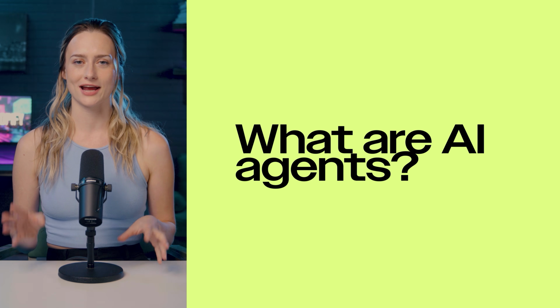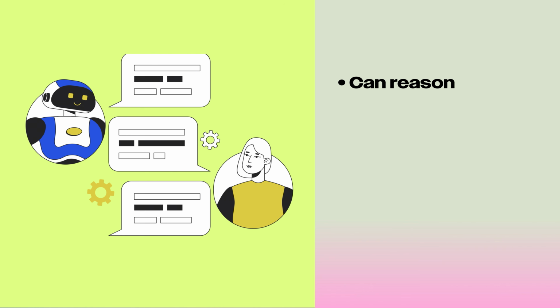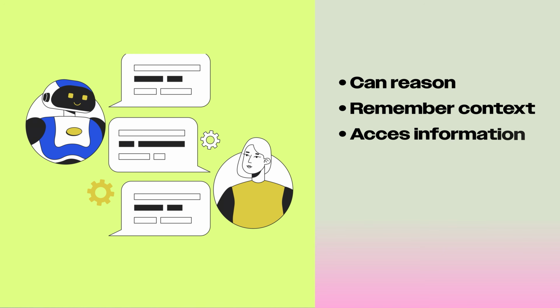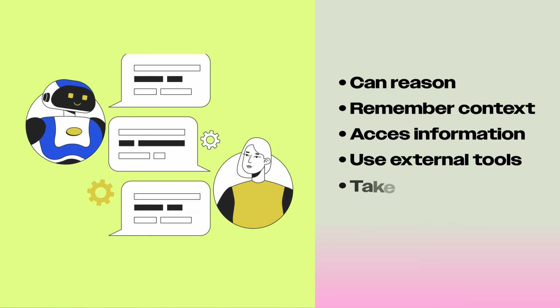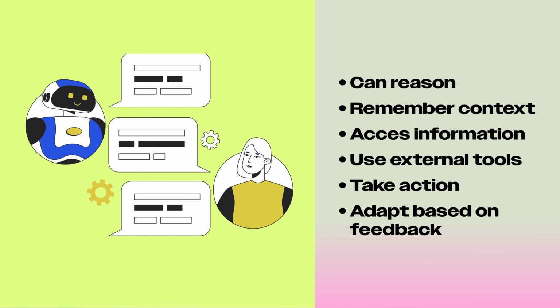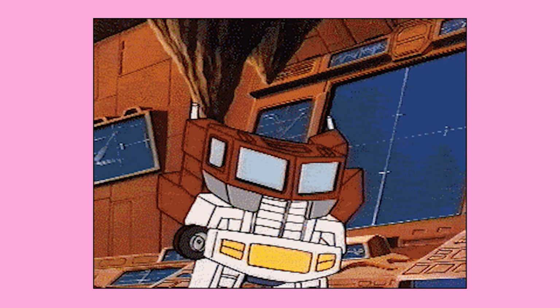First, what are AI agents? An AI agent is like a digital teammate that can reason, remember context, access information, use external tools, take action, and it adapts based on feedback. Think of it as software that can work autonomously toward goals that you set for it. To understand AI agents, you need to first understand the levels of AI.